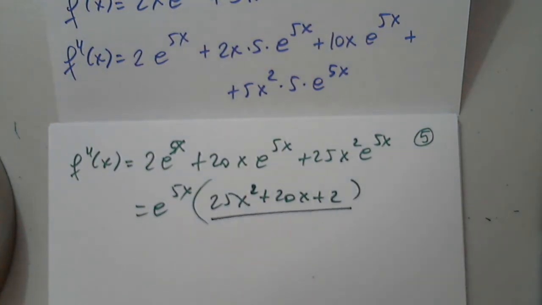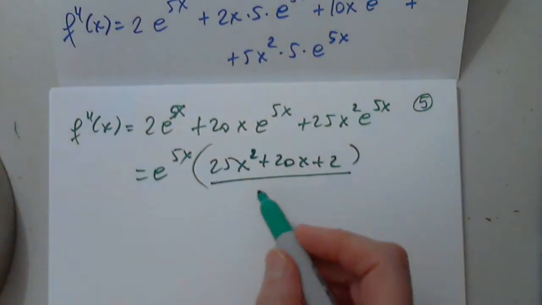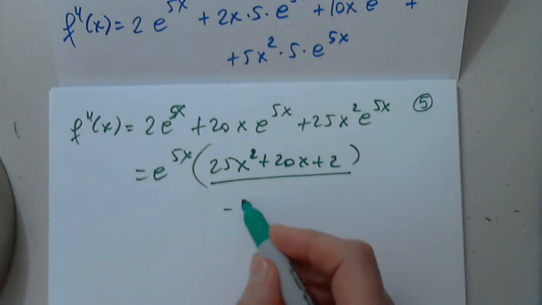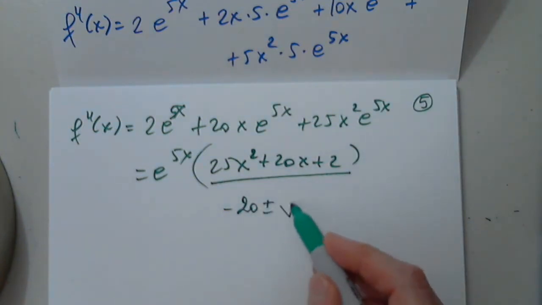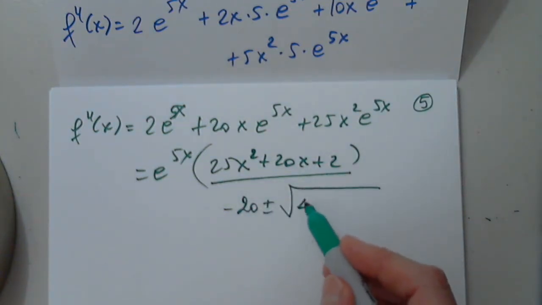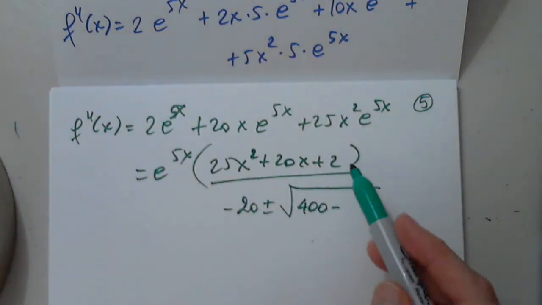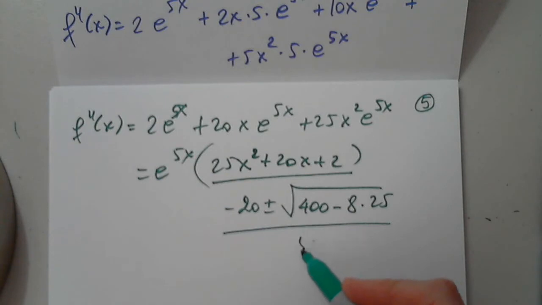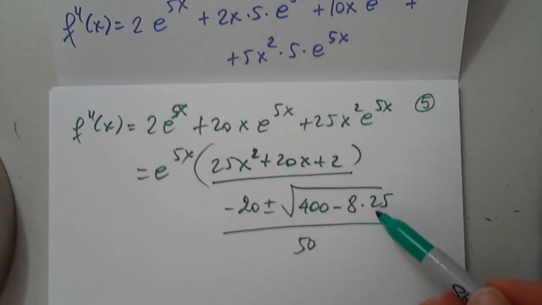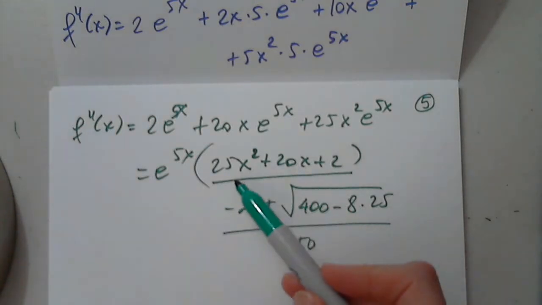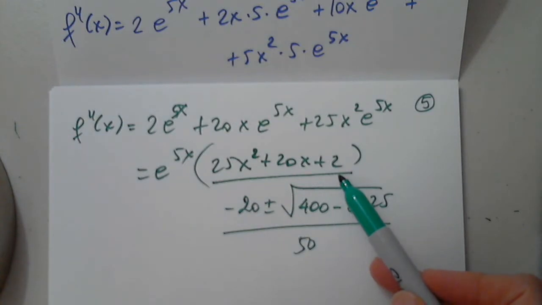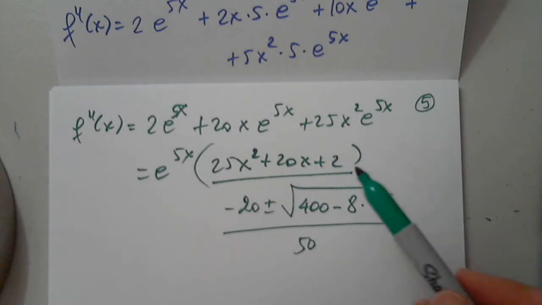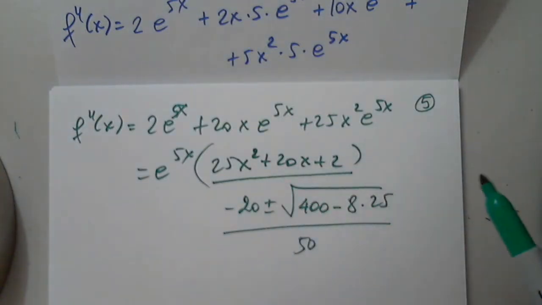So let's see if this one has solutions. Negative b plus or minus the square root of b squared minus 4ac. I hope it doesn't have solutions. That's my hope. I was just thinking whether it's factorable, but it's not factorable.